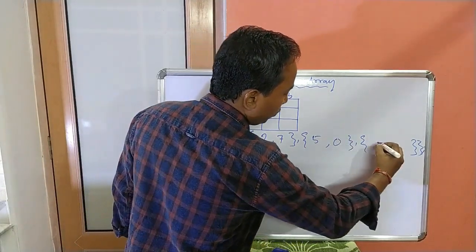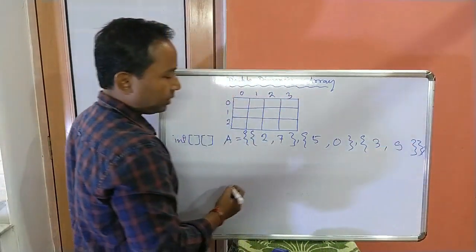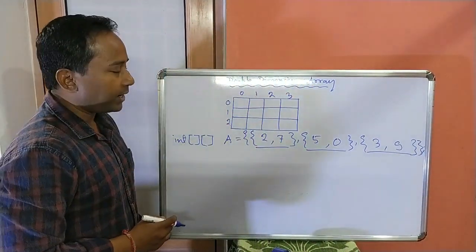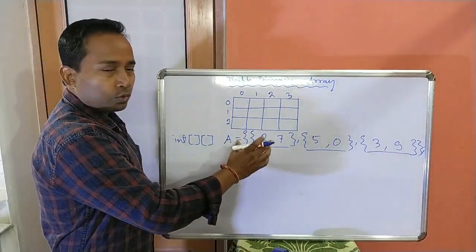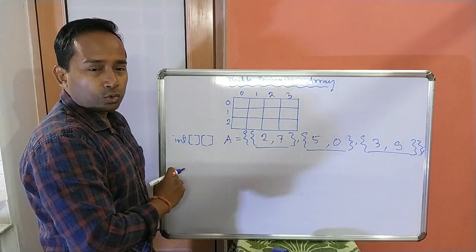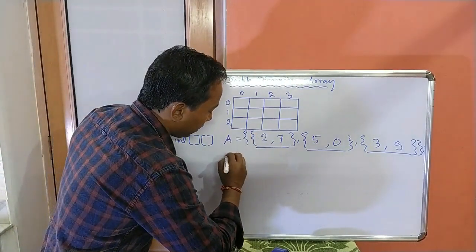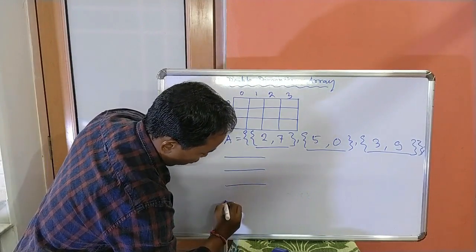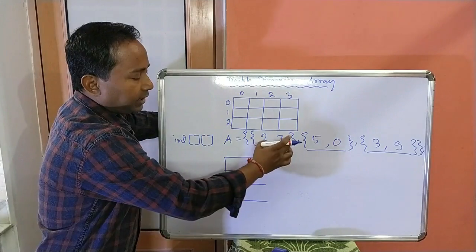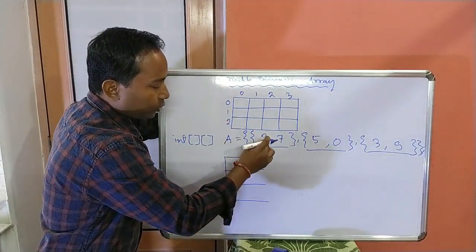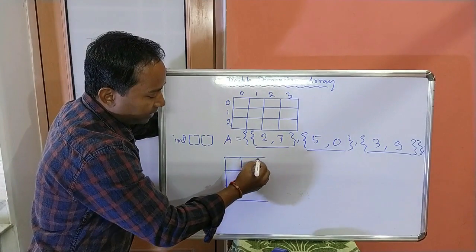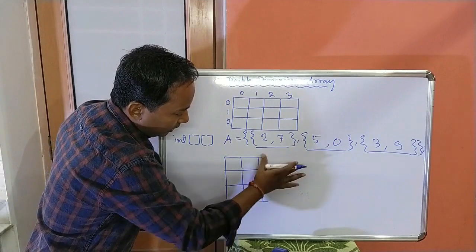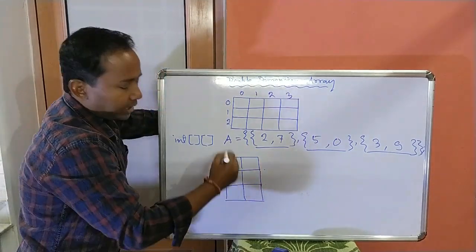5, 0, 3, 9. So total how many groups? 1, 2 and 3. Why we have divided these numbers into groups? Because how many groups we have made, array will be created with that many rows. So for this initialization, it will create one array with 3 rows. First row, second row, third row, 3 rows. And in each group we have 2 numbers. That means to accommodate these 2 numbers in one row, we need 2 elements. Now for second row also we need 2 elements, and for third row also 2 elements. That means this array will be created with 3 rows and 2 columns.